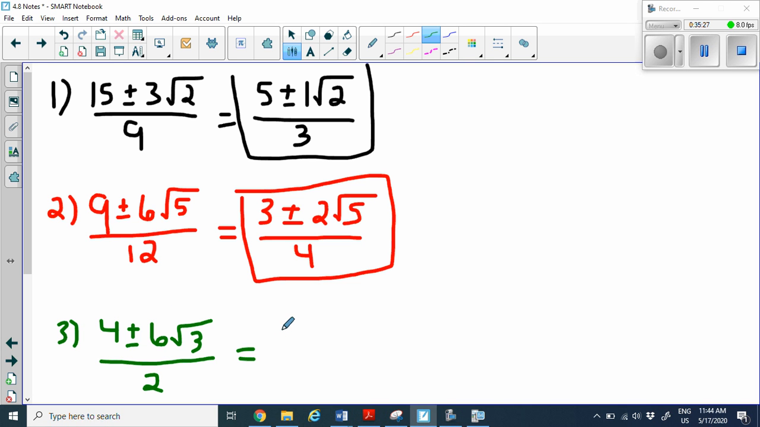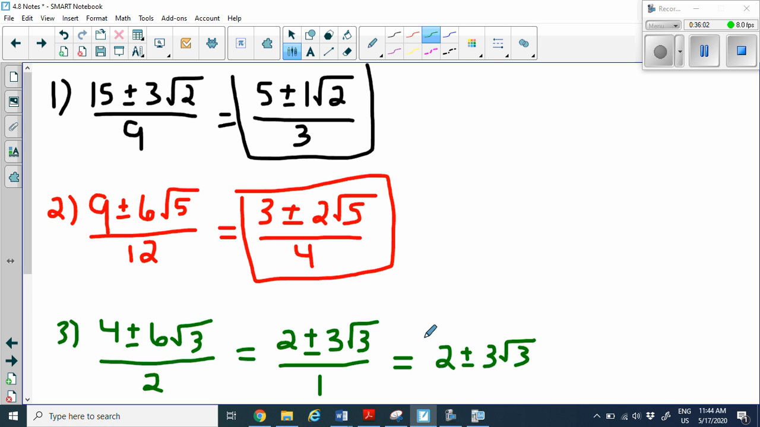So I do 4 divided by 2, that gives me 2. Then I have the plus minus. And then 6 divided by 2 gives me 3. Then I have square root of 3. And when I do 2 divided by 2, that gives me 1. So, because my denominator is 1, to really write this answer correctly, my final answer in simplified form would be 2 plus minus 3 square root of 3. So this would be my final answer here.